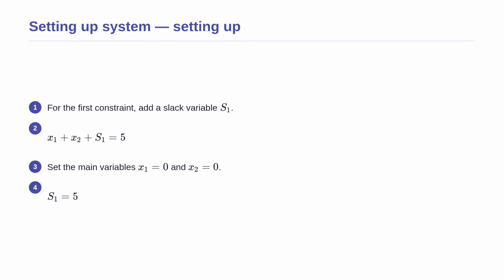Let us process this system step by step, starting with the first constraint. We are given x1 plus x2 is less than or equal to 5. Because it is a less than or equal to type, it only needs a slack variable s1 to take up the leftover space. A slack variable represents real unused resources. When we set the main variables x1 and x2 to 0, s1 naturally becomes 5. This is a perfect positive starting point for this specific row. No fake variables are needed here.